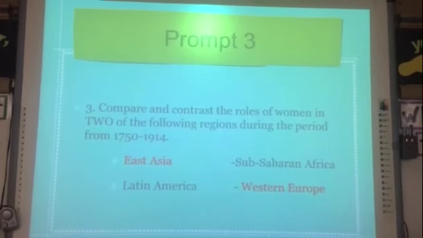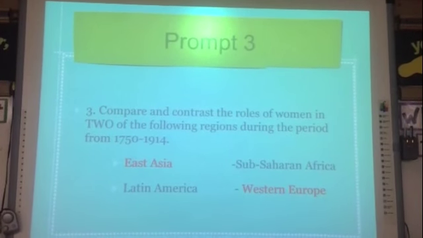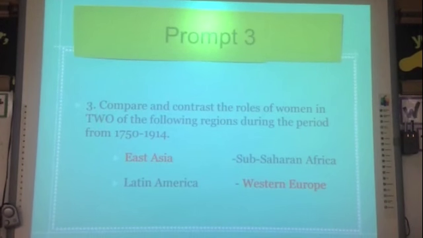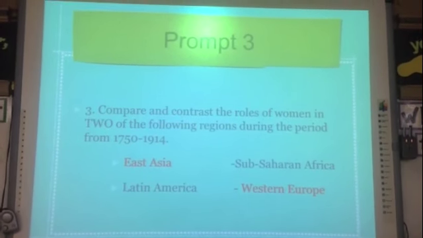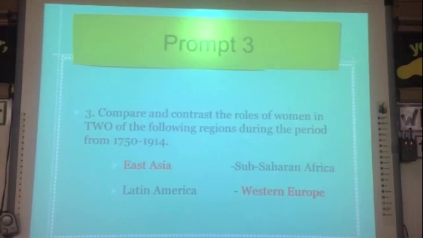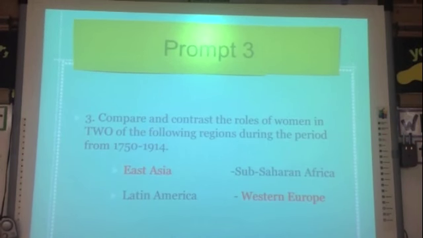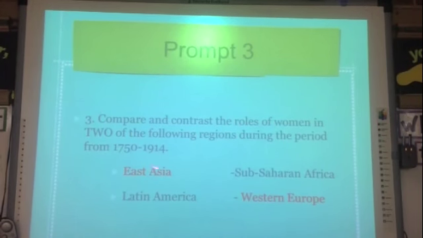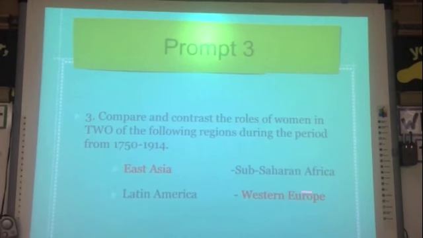So here's prompt 3 again, and we're showing it to you before we show you an example essay that a student wrote on an exam. So prompt 3 was about comparing and contrasting the roles of women in 2 of the following regions during the period from 1750 to 1914. And so this student chose East Asia and Western Europe.